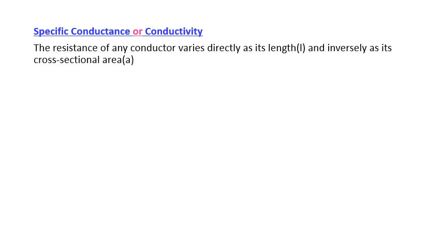The resistance of any conductor is directly proportional to its length and inversely proportional to its cross-sectional area. So R is directly proportional to L and R is inversely proportional to A. Generally we see this in physics, in electricity also. R is directly proportional to L by A, and R equals rho into L by A, where rho is the proportionality constant.